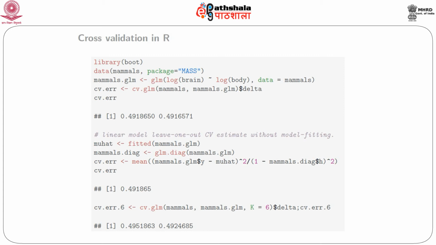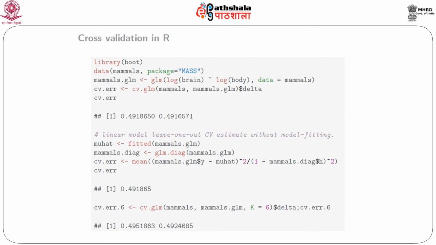If we run this and then use the command names on the cv.glm object, here it is CV1. It has call, K, delta and seed. The errors are stored in the delta object. To see the errors we can use CV1$delta, and it gives two values, 0.4918 and 0.4916. The first component is the raw cross validation estimate of the prediction error, and the second component is the adjusted cross validation estimate, with the adjustment being designed to compensate for the bias introduced by not using leave one out cross validation. And here, since we have used that, we find that both the values are nearly same.